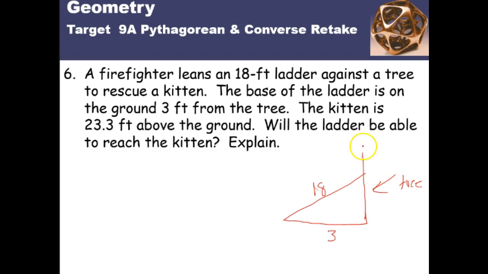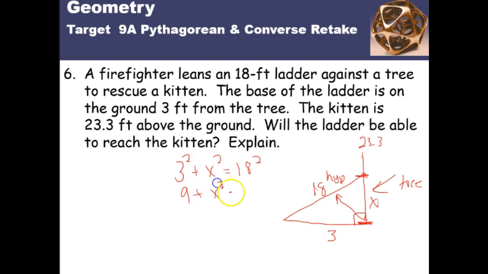And the kitten is way up here at the top at 23.3. And I want to know if the ladder is 3 feet from the ground, if it'll reach the cat. So I need to know how high this is right here, how high up the tree this ladder reaches. So I'm going to say 3 squared plus x squared equals 18 squared. Again, this is a Pythagorean theorem problem. This is the hypotenuse. I know 2 of the sides, so I can use the Pythagorean theorem.